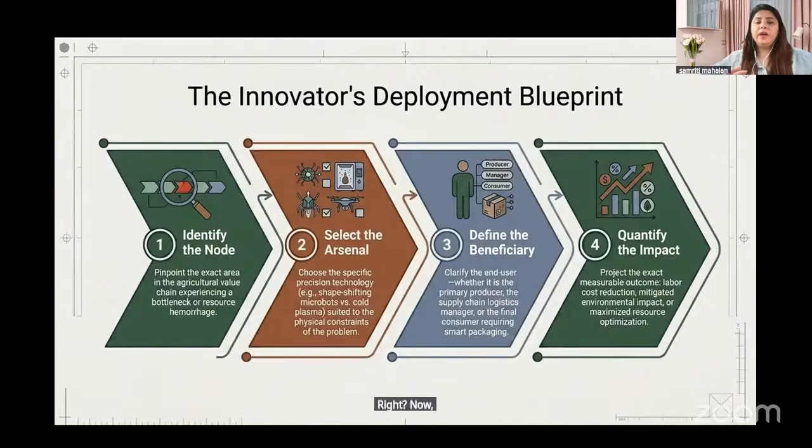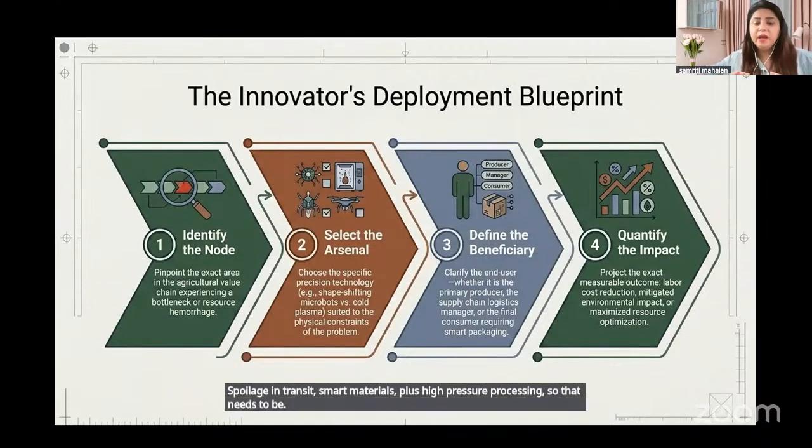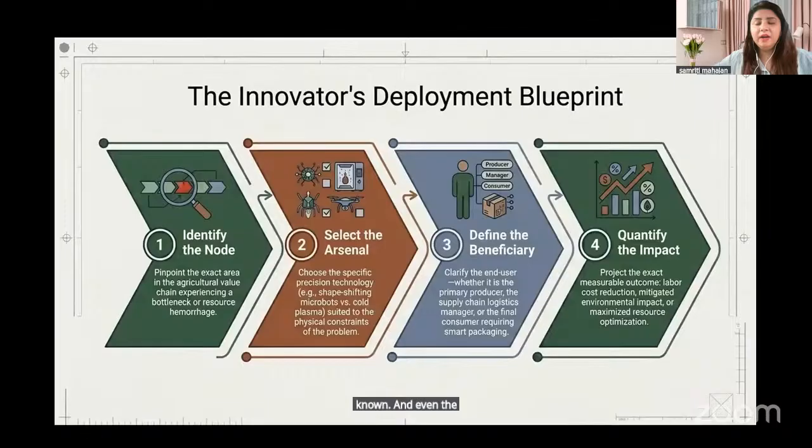Now the constraint of that problem. Narrow irrigation or microbots, spoilage in transit, smart materials plus high pressure processing. So that needs to be known, and even the labor shortage at harvest. So humanoid robots plus drones would be the thing.